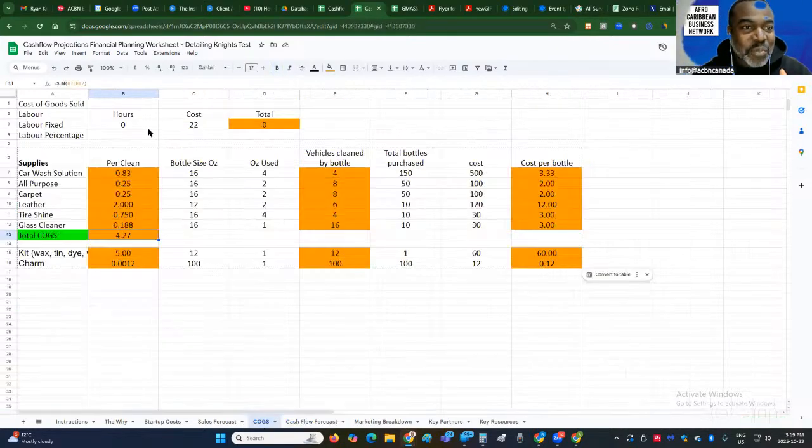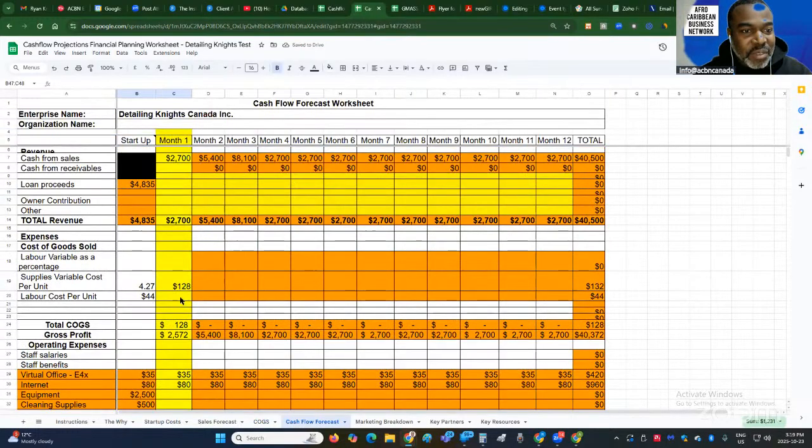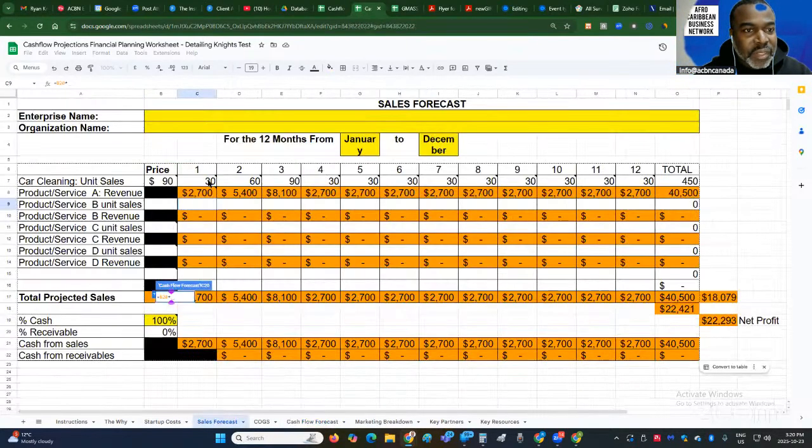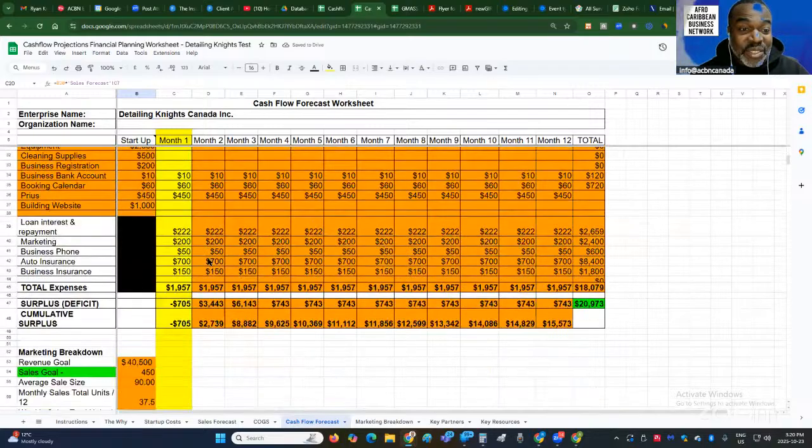So we need to actually put back our labor person. Let me make sure this calculates properly. It should be 44, and then this should equal this one times how many we clean. So it costs us $1,300 to clean these cars. You'll notice that's going to cause us to be in the negative.